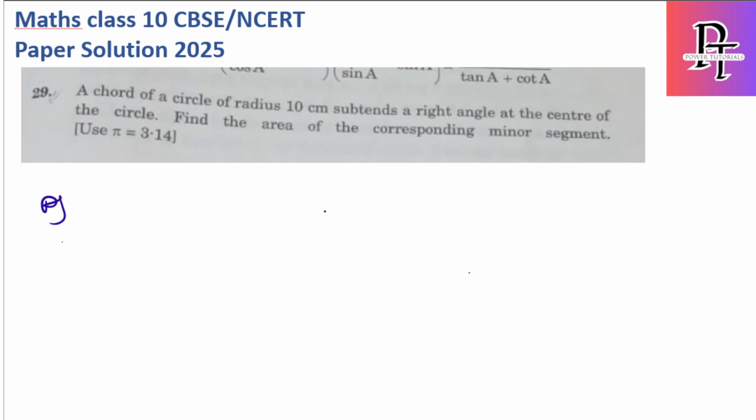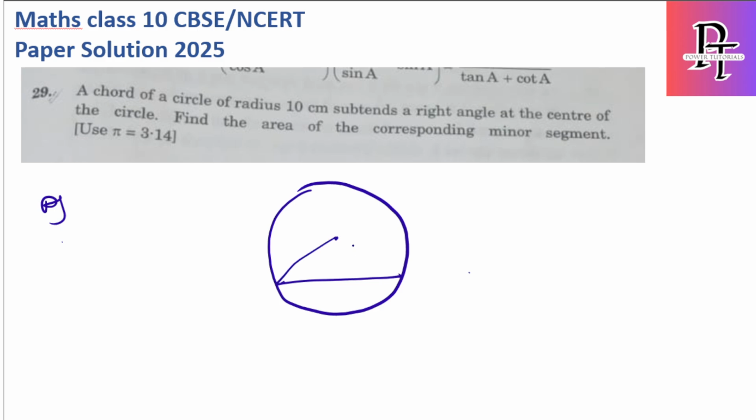Okay, let's move to 28. Chord of a circle of radius 10 subtends an angle of 90 degrees at the center. Okay, we have a circle, we have one chord which is subtending 90 degrees at the center. This angle is 90. They are asking to get the minor segment area. This area they are asking. So this is 90 and these two are already radius, which is 10 and 10.